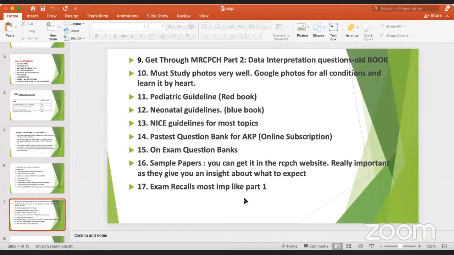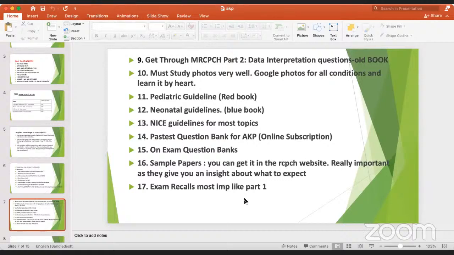Now, guidelines: I already told you, these two books are vital for any MRCPCH exam, part one, part two, AKP, and also clinical. NICE guidelines you have to read directly from the internet, some guidelines that are not present in these two books. We will try to make a list in our groups. We usually share it with our students.